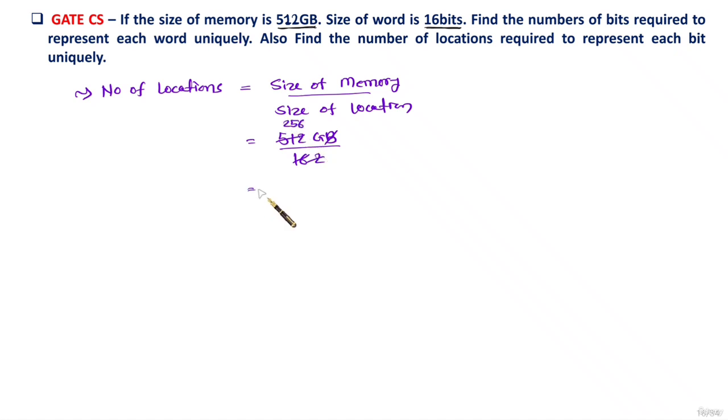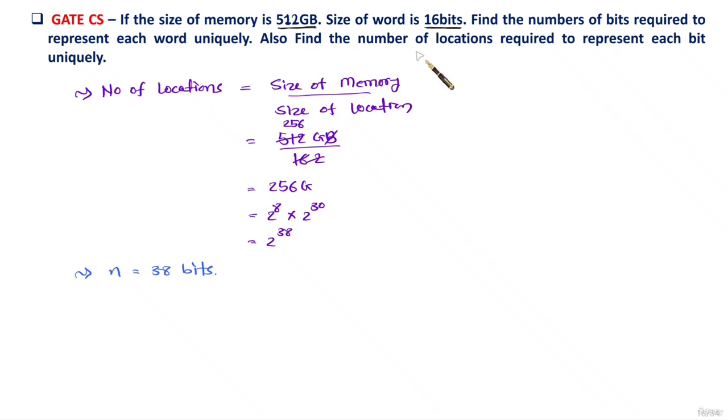So how many locations will be there? 256G. Now to identify number of bits, we need to have this in the form of 2 to the power of something. So 256 means 2 to the power 8, G means 2 to the power 30. So in total 2 to the power 38 locations will be there. So how many bits are there to represent each location? 38 bits. So that is how we can identify number of bits required to represent each word uniquely.